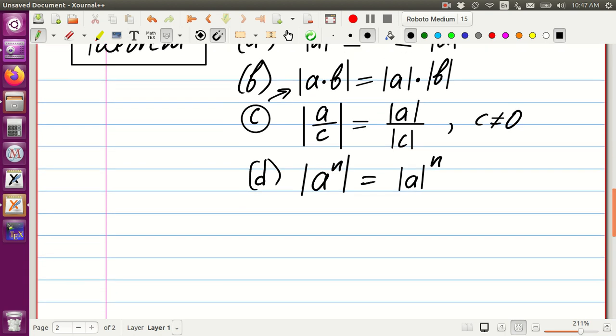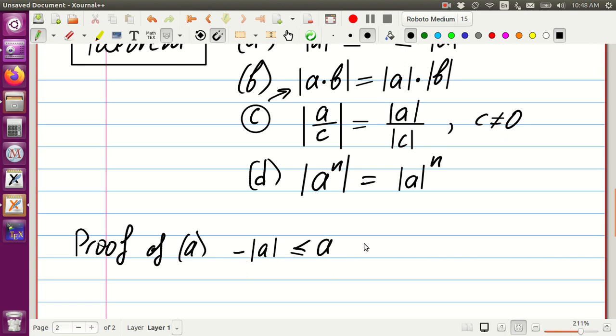All right, so one rule. We'll try to prove a lot of theorems in this course, so this would be our first proof of the semester, proof of part A. So what do we want to prove here? We want to prove that negative absolute value of a is less or equal than a, and a is less or equal than absolute value of a.